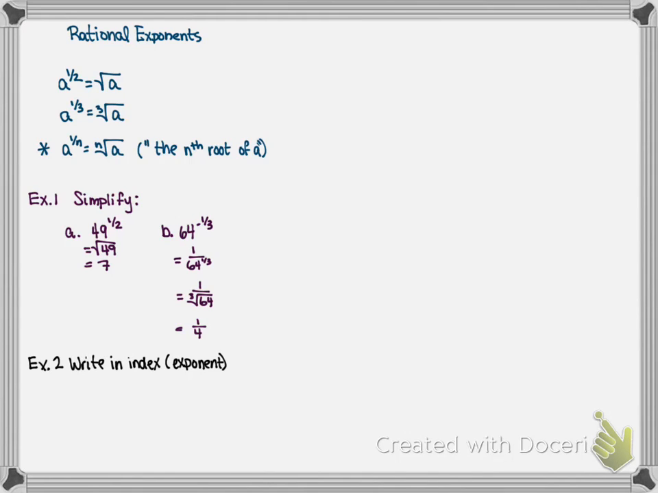Okay, example 2, we're going to write in index or exponent form. Index is another word for exponent. So the square root of 5 can be written as 5 to the 1/2 power. 1 over the 5th root of 7 can be written as 1 over 7 to the 1/5 power, or 7 to the negative 1/5 power.